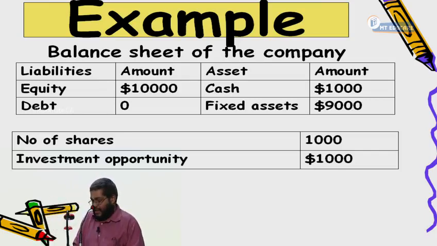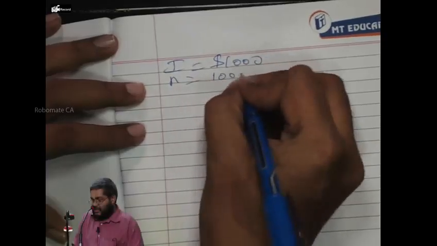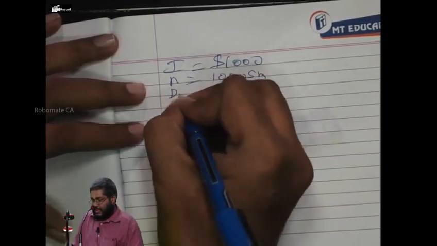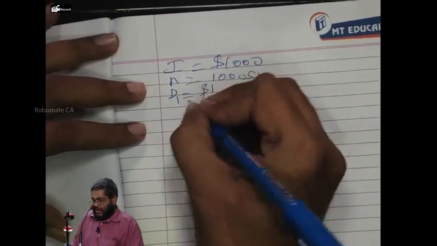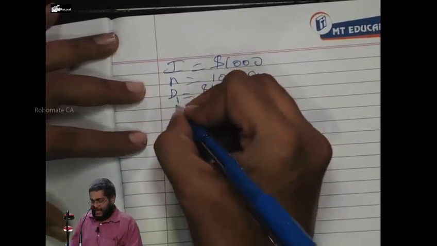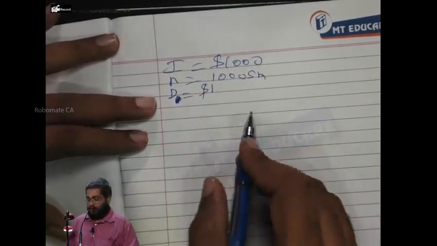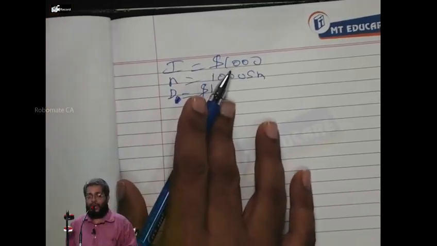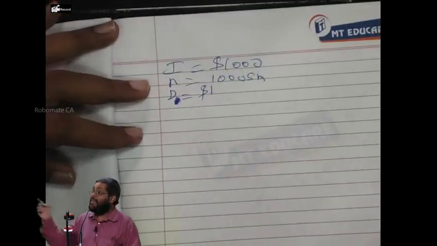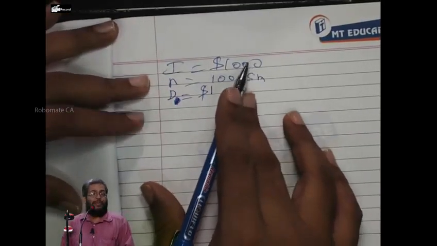I'll write here. I is equal to $1,000. N is equal to 1000 shares. D is equal to D1, which is $1, or you can simply call it D, dividend. Now, the only thing is, all these are not going to happen after 1 year. It's going to happen today.